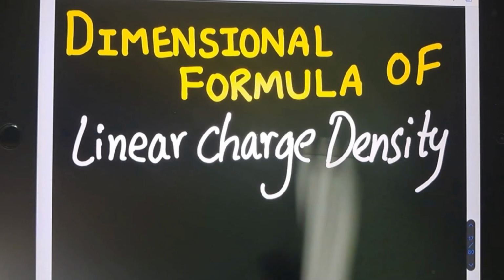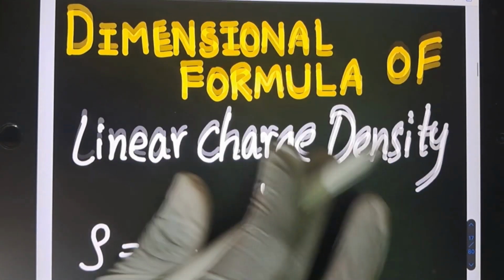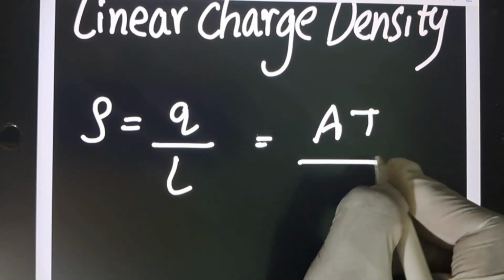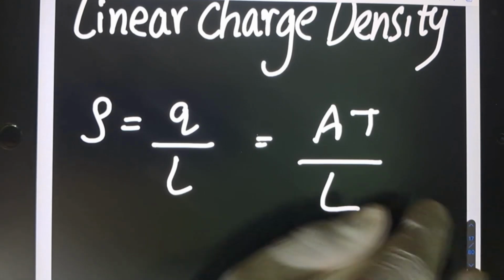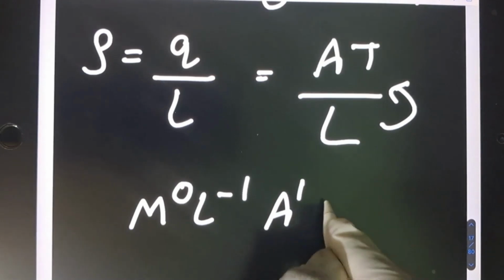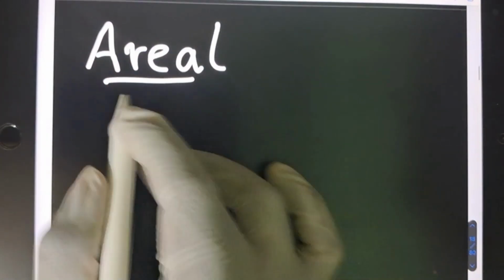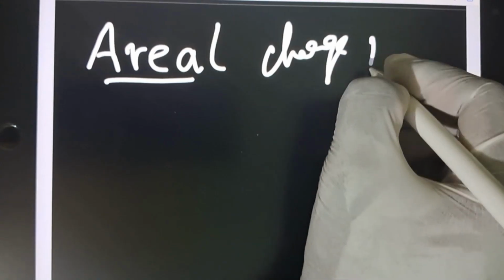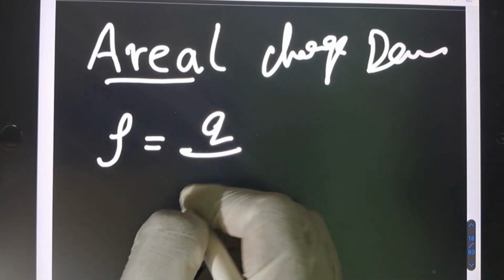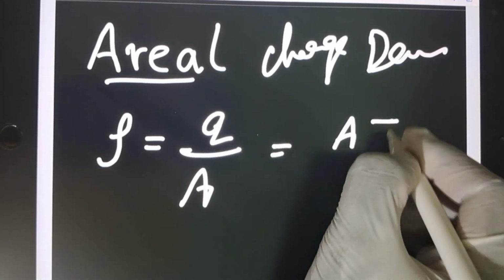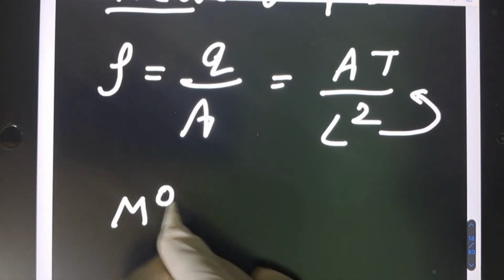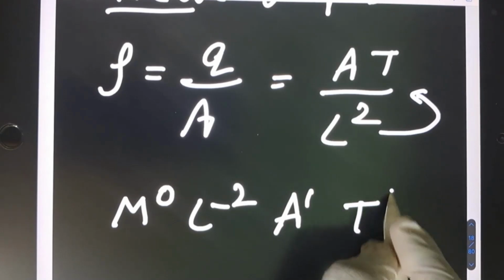To find the dimensional formula of linear charge density, here rho is equal to charge by length. Charge is nothing but current into time, by length. So on inversion of length, we get M power 0 L power minus 1 A power 1 T power 1. Areal charge density: rho is equal to charge by area. Here charge, current into time, A into T, by area, length into breadth, so it is L square. On inversion of length, we get M power 0 L power minus 2 A power 1 T power 1.